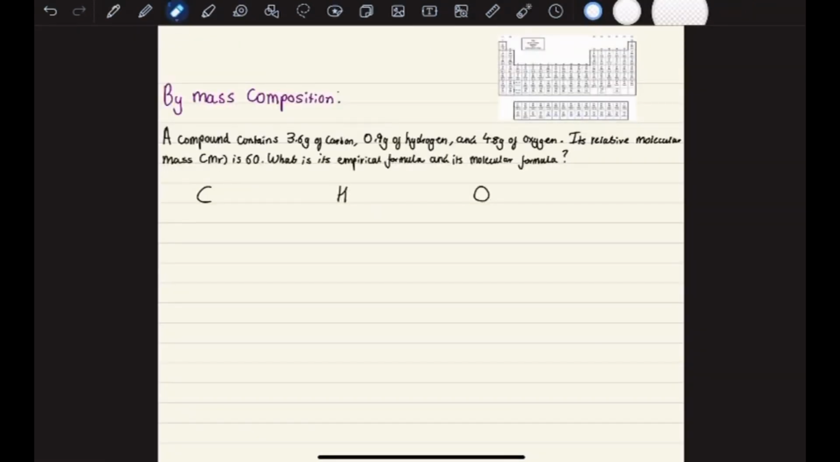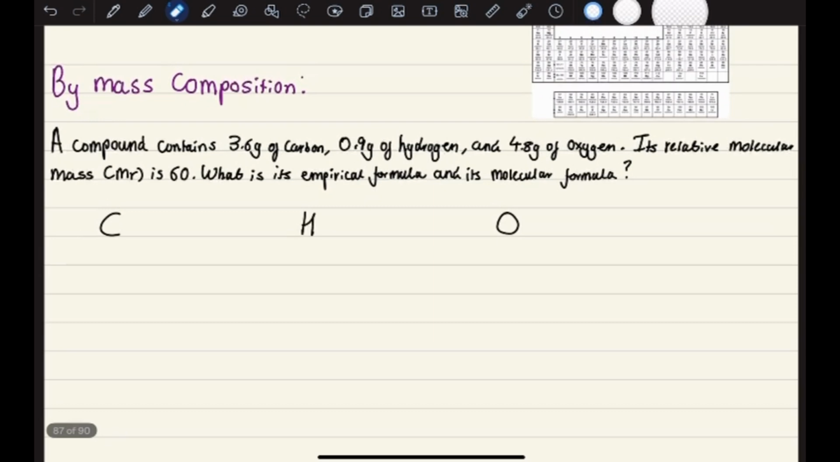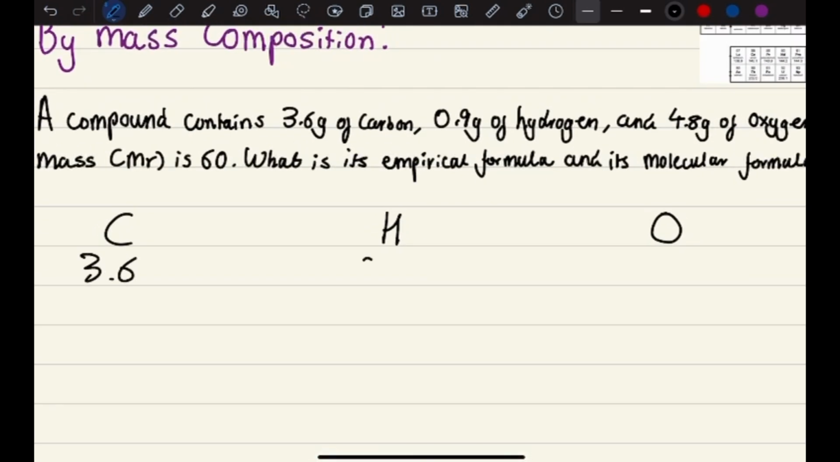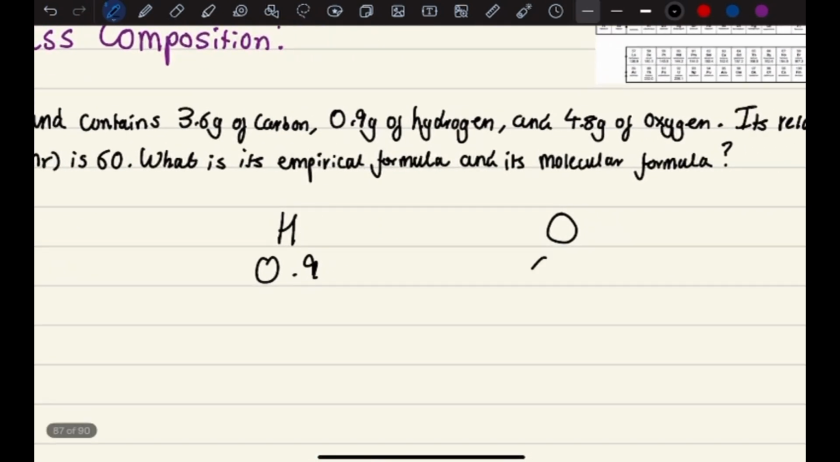Okay, so fortunately for us, when we're doing maths as well, we are literally doing the same process. But this time we've added the second part to the question, so let's read it. A compound contains 3.6 grams of carbon, 0.9 grams of hydrogen, and 4.8 grams of oxygen. Its relative molecular mass is 60. What is the empirical formula and what is its molecular formula? So we've added something on, yeah? But again, we're going to go through the same process that we did before. So carbon is 3.6, hydrogen is 0.9, and oxygen is 4.8.